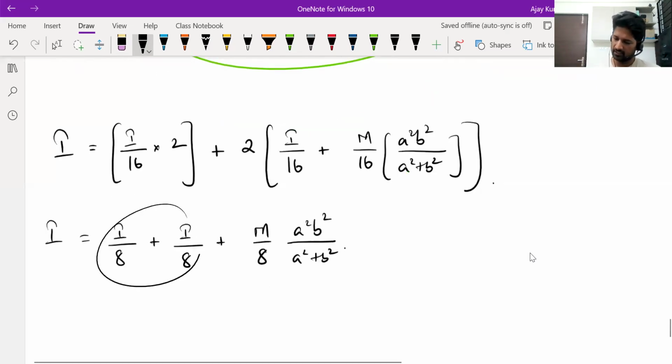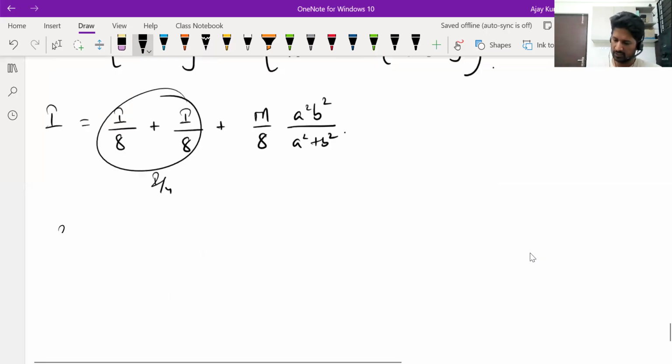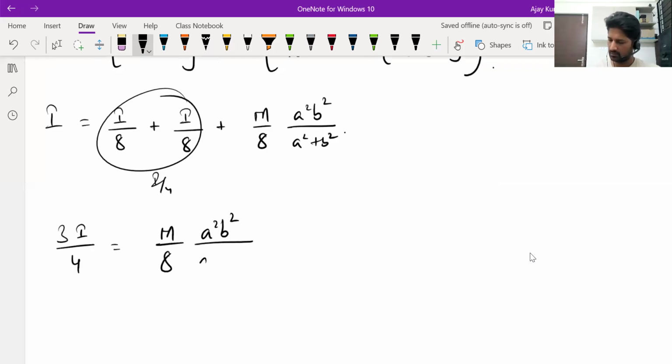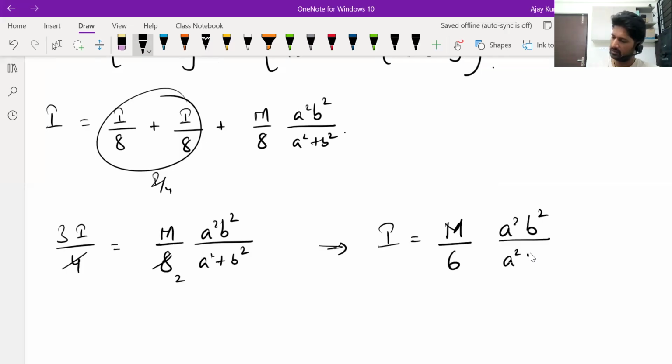Now I by 8 and I by 8 is I by 4. Send it to the other side. You get 3I by 4 is equal to m by 8 into a square b square by a square plus b square. And 4, 8 cancel 2 times. Send the 3 this side. Therefore, I is equal to m by 6 a square b square by a square plus b square. This is the moment of inertia of the rectangular plate about its diagonal.